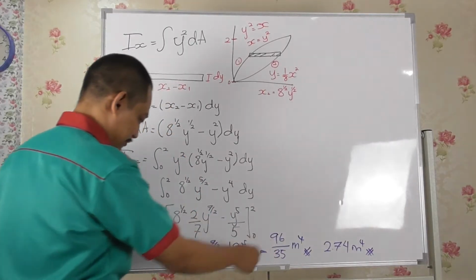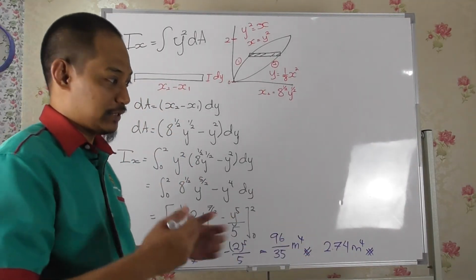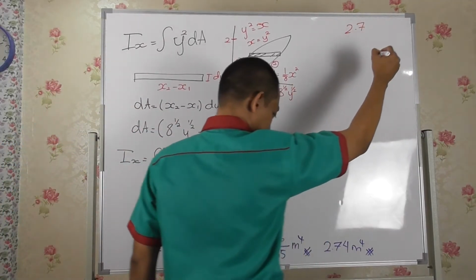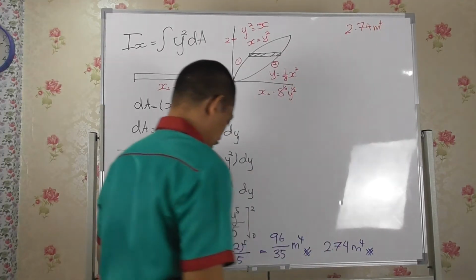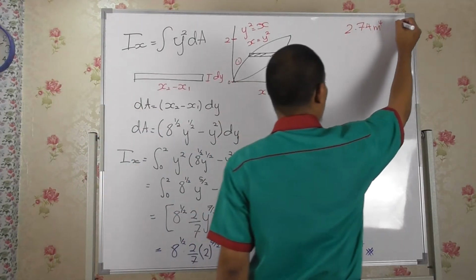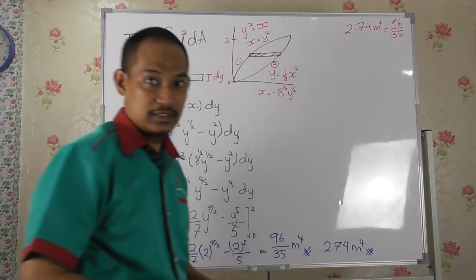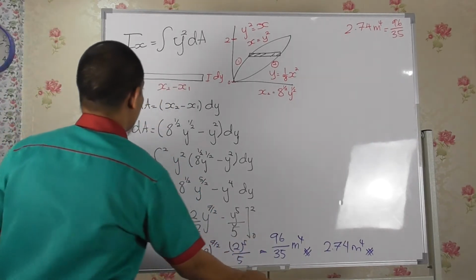So let's store this value first so that we can check. The answer should be the same regardless of which element you use. So the answer is 2.74 meter to the power of 4, or in other words 96 over 35, so that's basically the same value in terms of decimal or fraction.